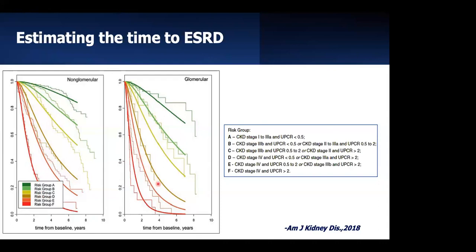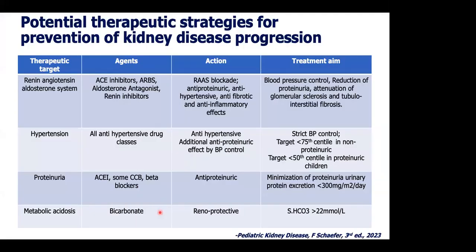If it is a non-glomerular cause and no proteinuria, then you can see that the progression is quite late, as against higher creatinine at presentation with heavy proteinuria, where the progression is quite fast. So the last one of this presentation: what are the potential therapeutic strategies for prevention of kidney disease progression? As we discussed previously, the main culprits are hypertension and proteinuria.